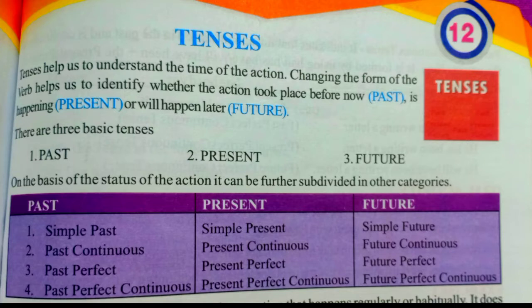When it goes with past tense, it becomes simple past, past continuous, past perfect, past perfect continuous. When it is with present, it will become simple present, present continuous, present perfect and present perfect continuous. When it goes with future, it becomes simple future, future continuous, future perfect and future perfect continuous tenses.